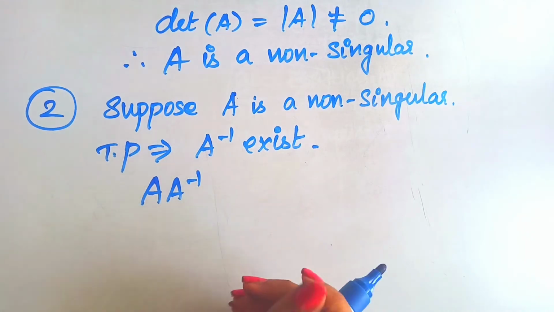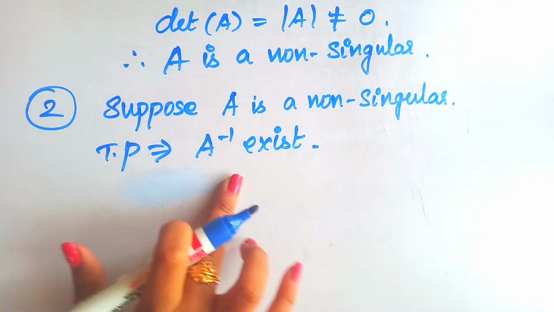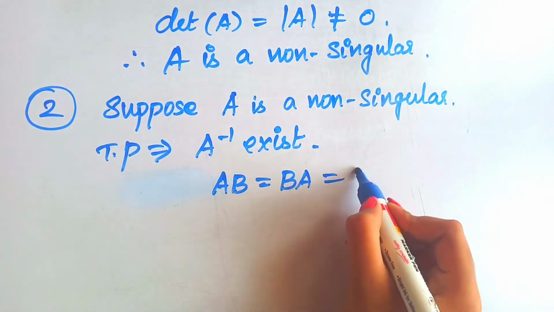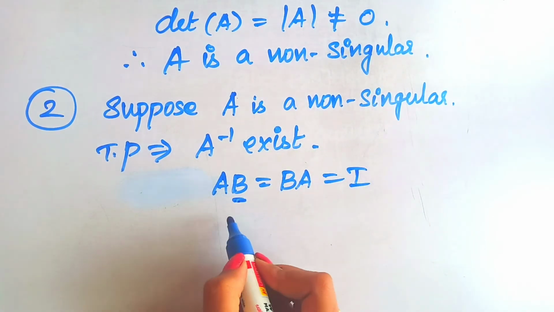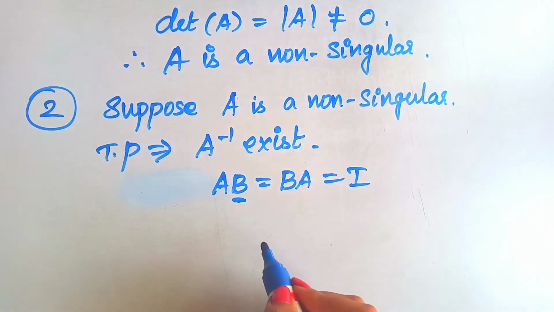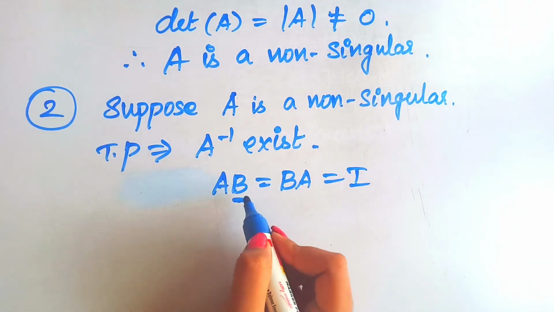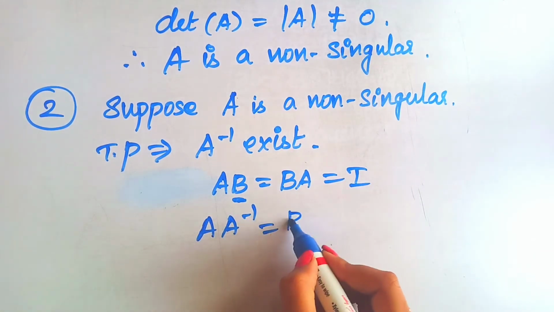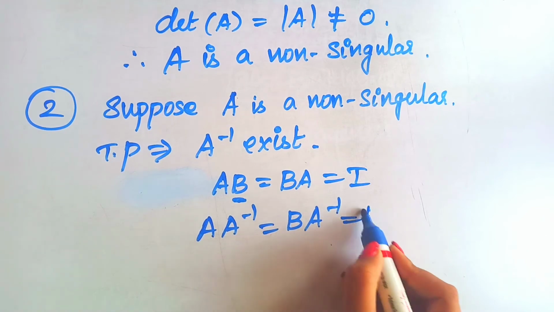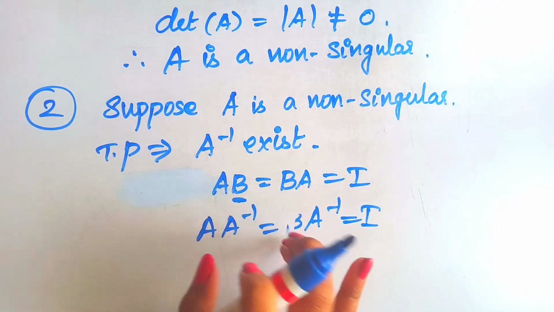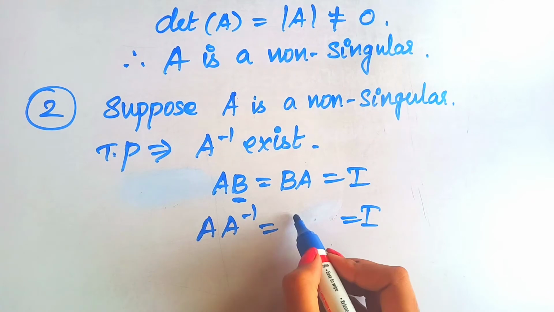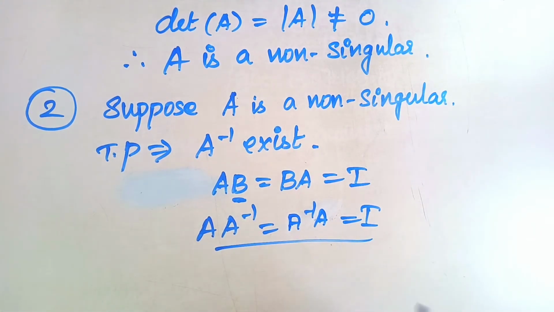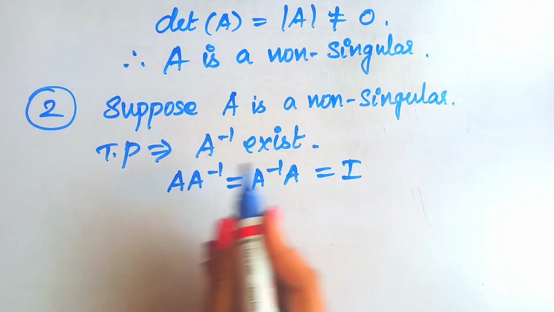I have already said that our formula for inverse will be AB is equal to BA, which is equal to I. Now let's consider B to be A inverse. From now on we are not going to use B as an inverse; instead we are going to use this symbol. A inverse of A is equal to I. So we are going to use this formula from now on. The given part is A is non-singular.